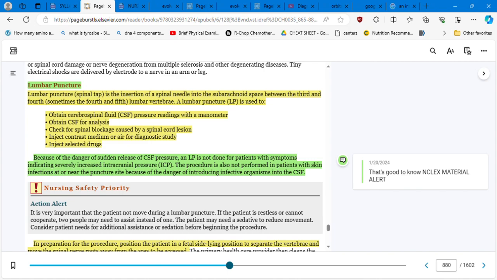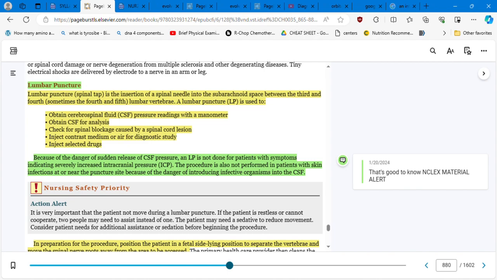So we remember, the spinal cord has the cervical area, which is 8 cervical nerves. Then we have the thoracic, which is 12. Then we have the lumbar, and then we have the sacral. So this is done between the third and the fourth, sometimes the fourth and the fifth lumbar vertebrae. It is used to obtain cerebrospinal fluid pressure readings with a manometer, obtain the fluid for analysis, check for spinal blockage caused by a spinal cord lesion, inject contrast medium or air for diagnostic study, or inject selected drugs.